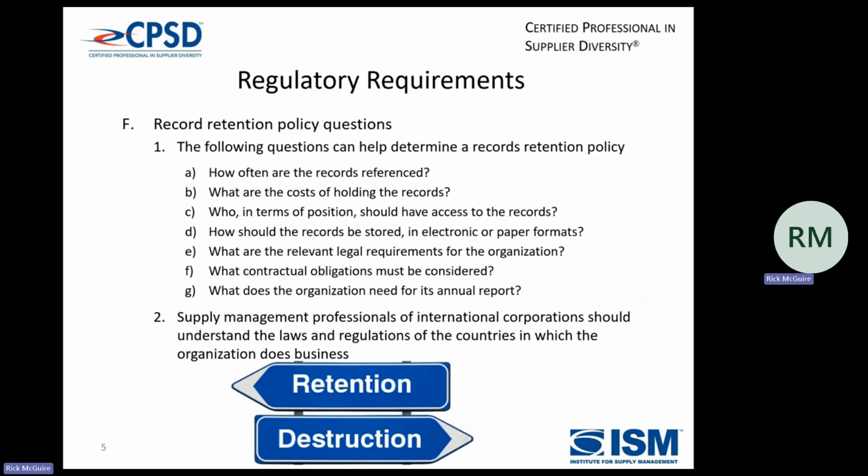Record retention policy questions. The following questions can help determine a record retention policy. How often is the record referenced? What are the costs of holding records? Who, in terms of position, should have access? Where or how should the records be stored, electronic or paper? What are the relevant legal requirements for the organization? What contractual obligations must be considered? And what does the organization need for its annual report? So supplier management professionals of international corporations should understand the laws and regulations of the countries in which the organization does business because they will differ.